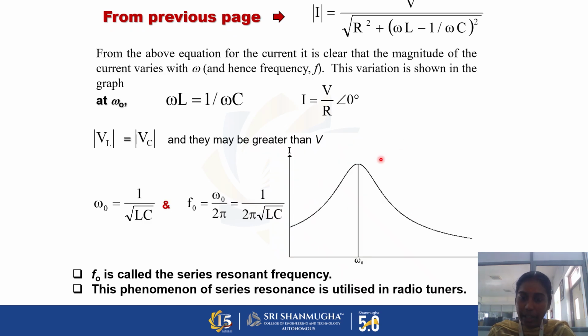So at resonance, we will attain the maximum value of voltage or current. That is why the resonant frequency is important in AC circuits. So here f naught is called the series resonant frequency, and f naught is calculated by 1 divided by 2 pi square root of LC. This phenomenon has applications in radio tuners.